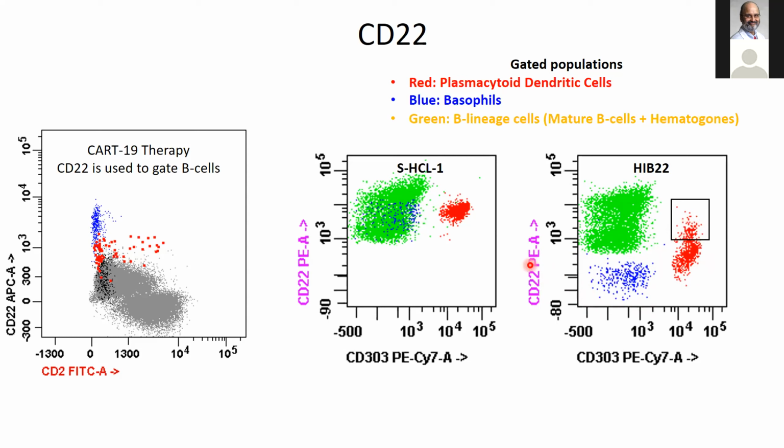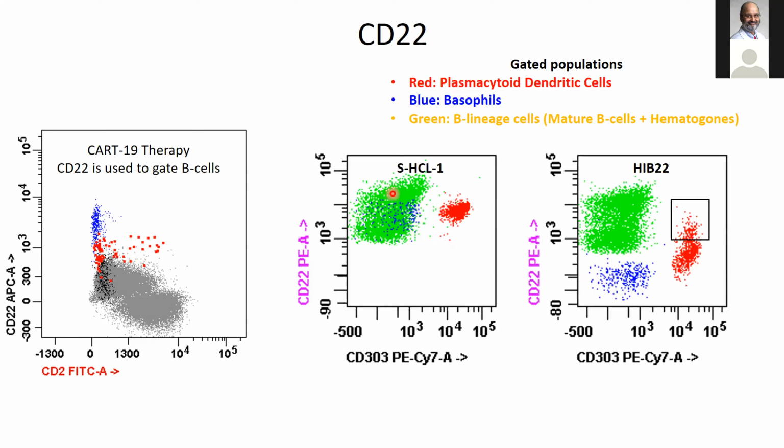So when we tested this clone and took a look at it, we saw that we were still getting staining on a subset of plasmacytoid dendritic cells at that dim level. And so we chose to stick with this HIB22 clone, particularly because it gets rid of most dendritic cells and most of your basophils.